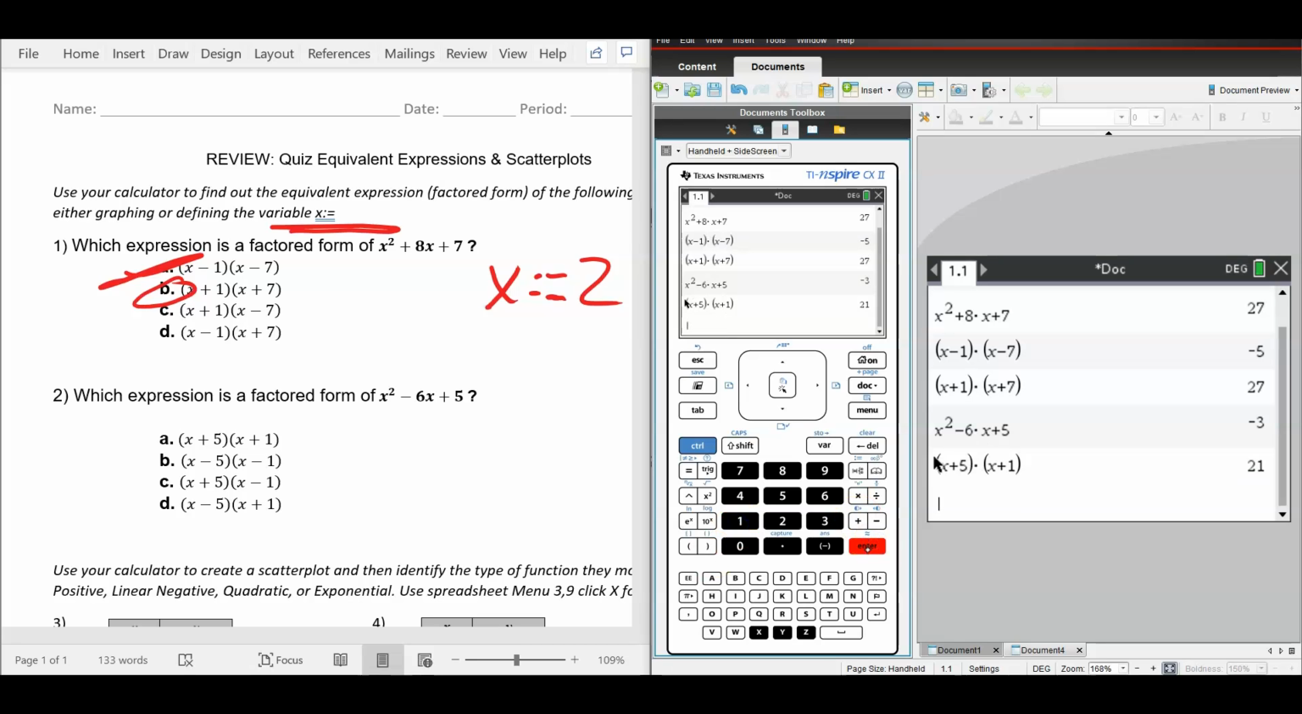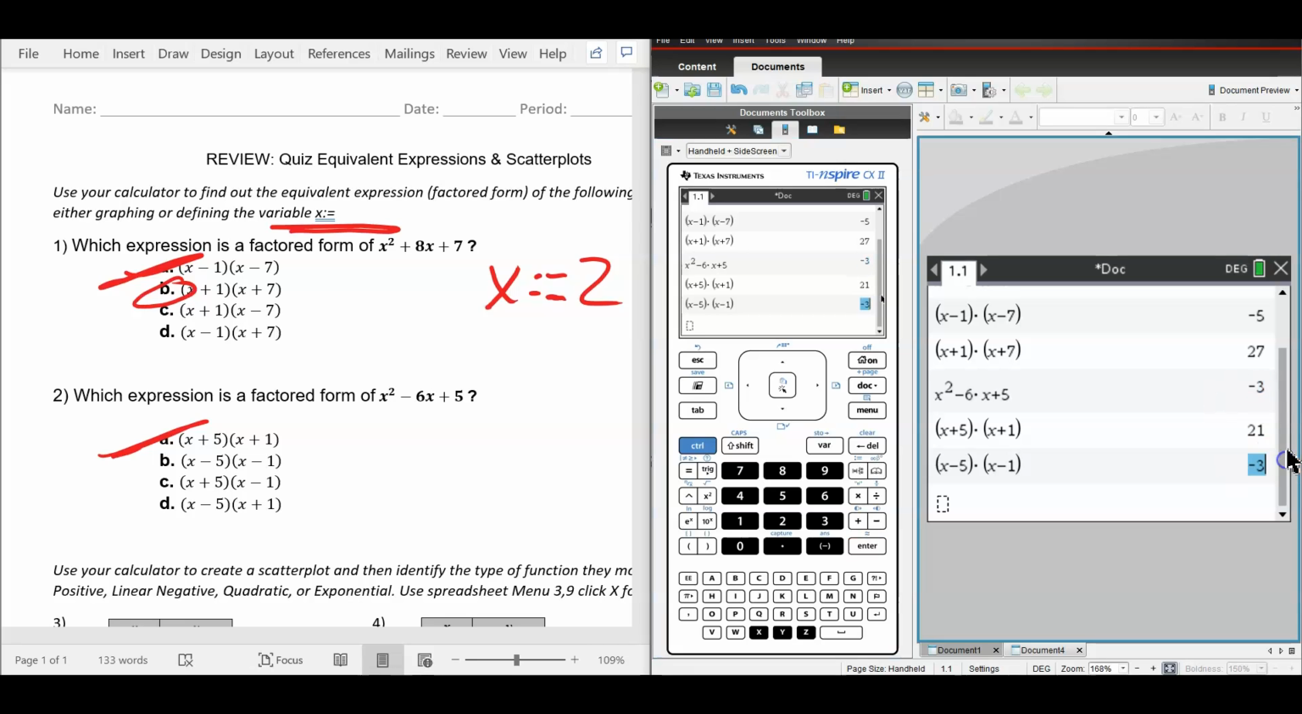I plugged in A. Did I get negative 3? No, so it's not A. Let's try the next one. X minus sine 5, x minus sine 1. Oops. Did I get negative 3? Did y'all see that? The original I got negative 3, and then I got negative 3 again, so it has to be B.